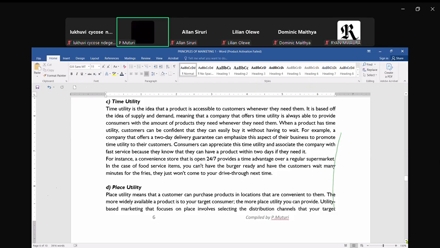So we must make sure through marketing that we avail the product as and at when the customer needs it. All right, so it's the idea of making supply meet demand. The idea of supply and demand comes from this particular aspect of time utility. So if I need the product all the time, then you're talking about 24/7 provision of that product.